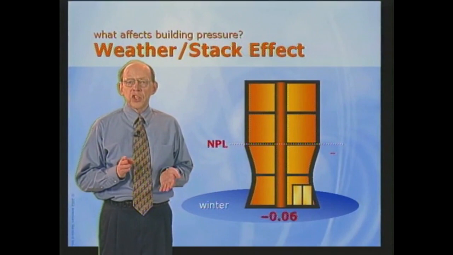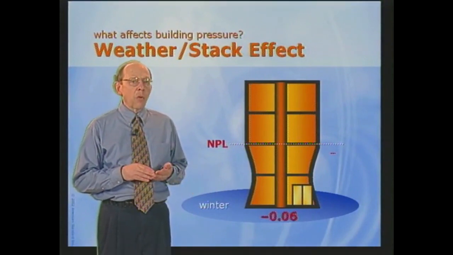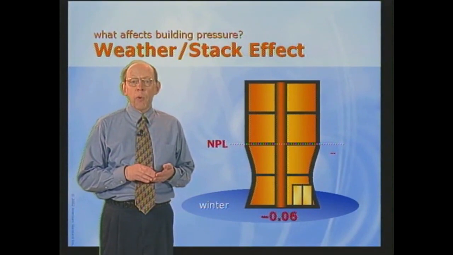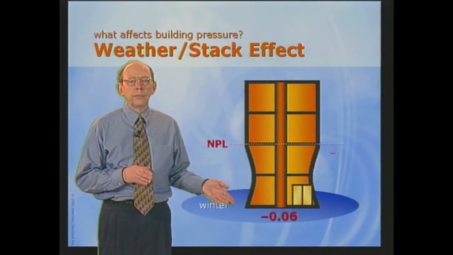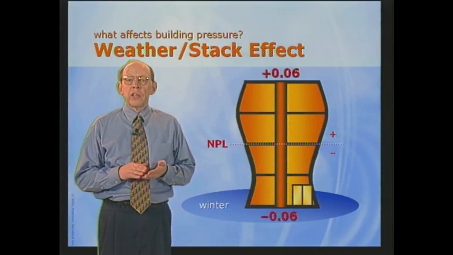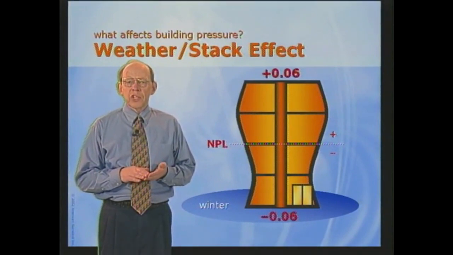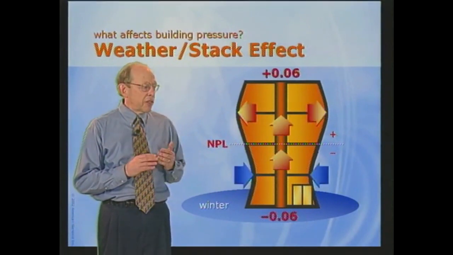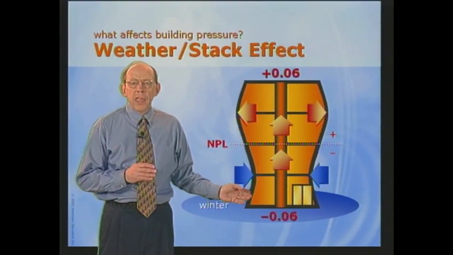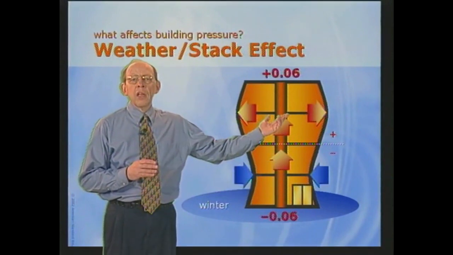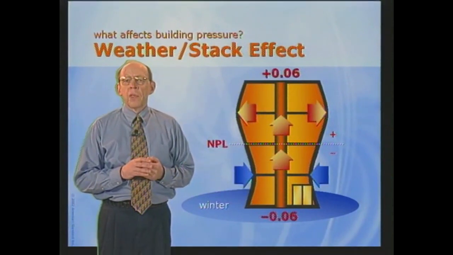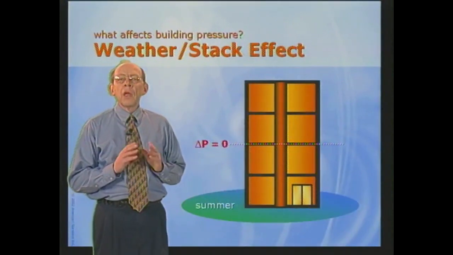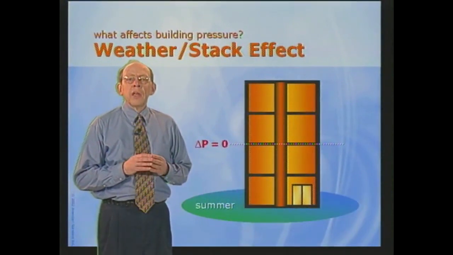Solving the ASHRAE equation at ground level, we find that even our relatively short building has a noticeable pressure difference of negative 0.06 inches of water. At the top floor, the differential pressure is 0.06 inches positive. Outdoor air tends to infiltrate at the lower floors. Indoor air tends to rise within the building, then exfiltrate at the upper floors. That's winter operation. In summer, however, the situation is reversed.